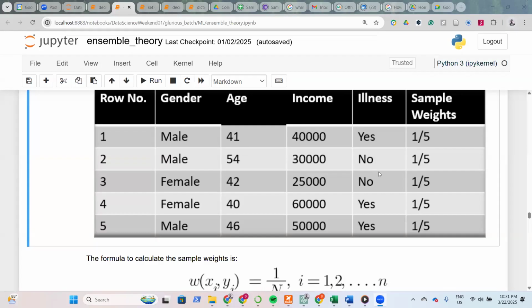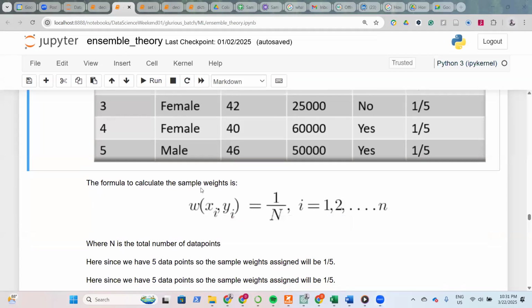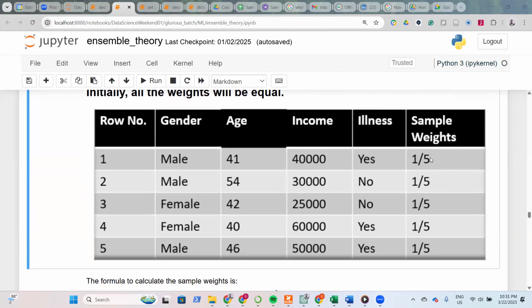That's the first thing the algorithm does, it assigns weights. That's step 1. Step 1 has been accomplished. So there's a formula for how it assigns the weight. The formula to calculate sample weight is 1 over n, where n is the total number of records. So if there are 1 million records in your training data, it's going to be 1 over 1 million. That's why we have sample weights 1 over 5, 1 over 5, 1 over 5, 1 over 5, 1 over 5 for all the 5 records.